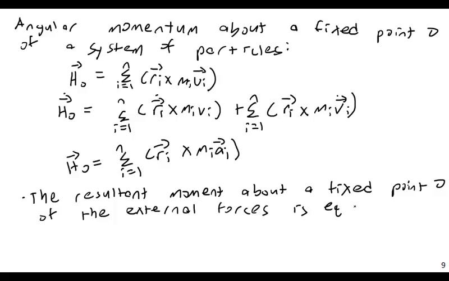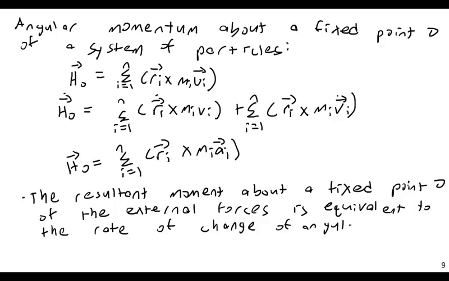So the summation of M_O, where this is meant to be a capital M if you can't read my poor writing, equals the rate of change of angular momentum. That's the moments: the summation of the moments on a system of particles is equivalent to the rate of change of the angular momentum of the system.